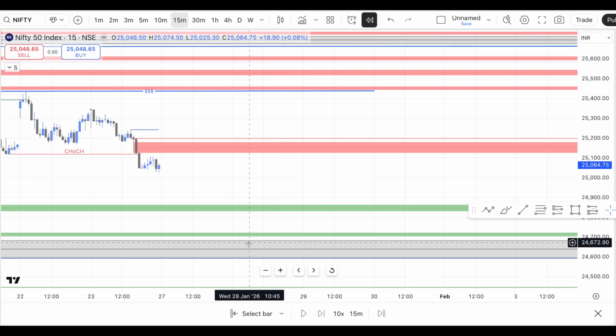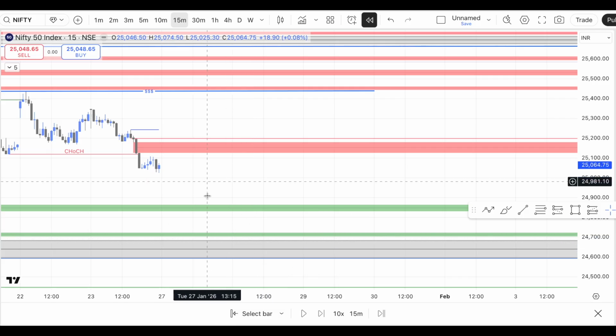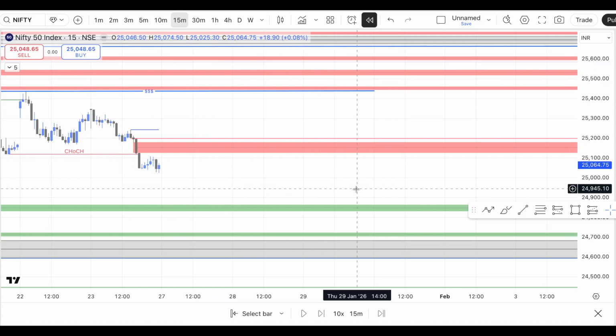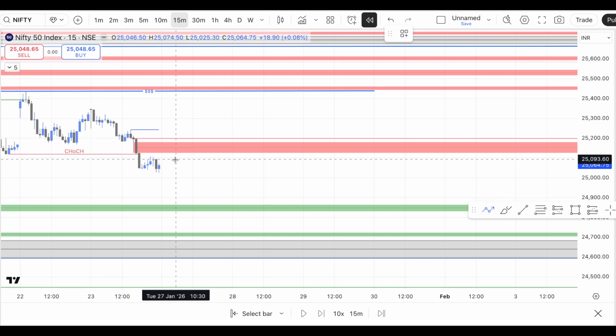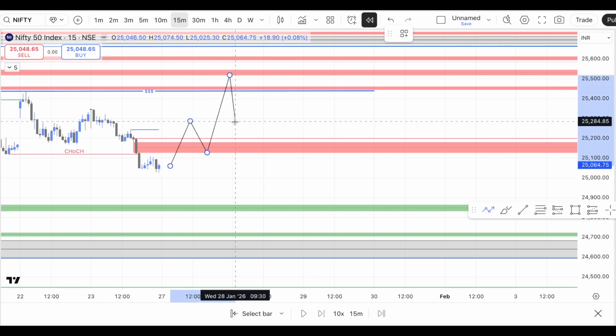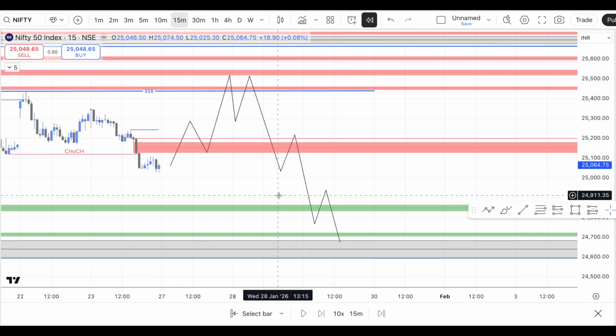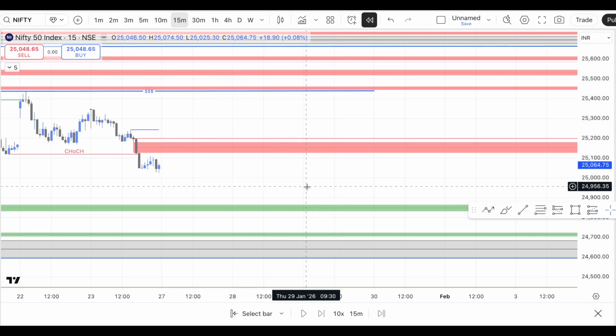25,700 is the demand which we marked. Market is 300 points from here, 300 points from here. Market will become extremely volatile, and Tuesday being expiry, market will show so much drama here. It will go up, come down, and again go up, come down. So it's going to be a complete mess. So I would strongly suggest, if market opens flat on Tuesday, close the screen and do some other work.